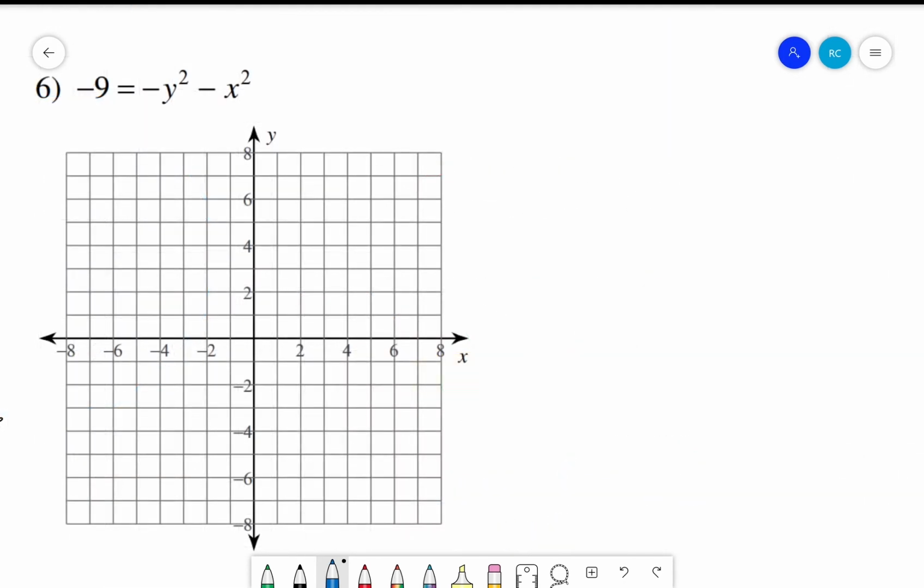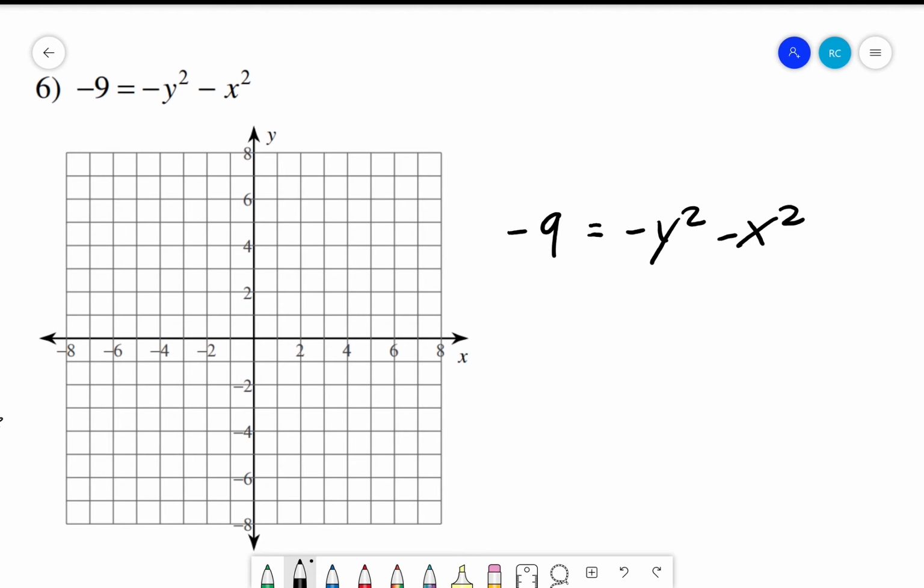Number 6, negative 9 equals negative y squared minus x squared. This is another one of those times when a lot of students will immediately panic because this looks different than the previous problem, but it isn't different from the previous problem, I promise. Here's my equation, negative 9 equals negative y squared minus x squared.